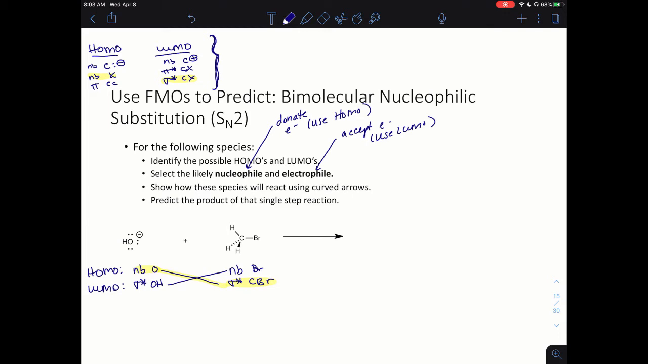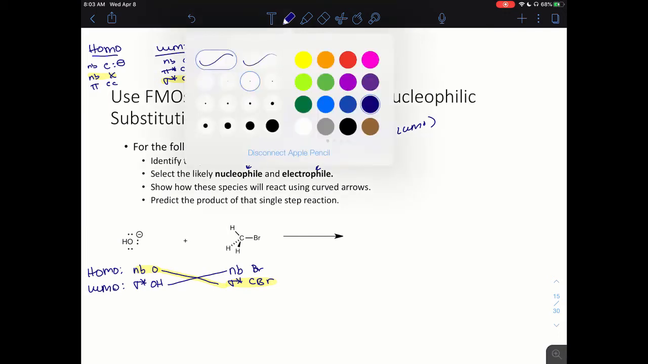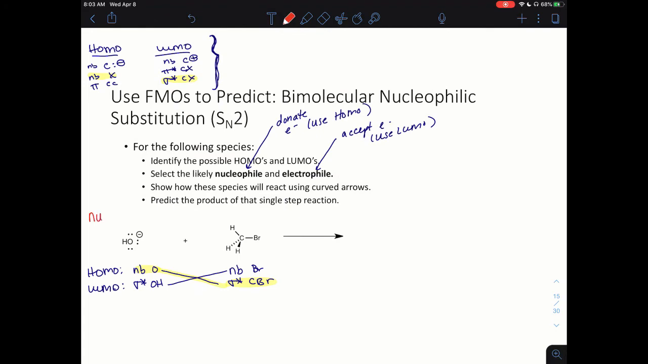Okay, so now we need to draw. So that means that if we're going to use the HOMO for hydroxide, then this is going to be the nucleophile, the electron-rich species. And you might say, of course it is. It has a negative charge. Okay, well, good. You're one step ahead of me. And then that means our alkyl halide here, that's going to be the electrophile. So nucleophiles donate electrons.